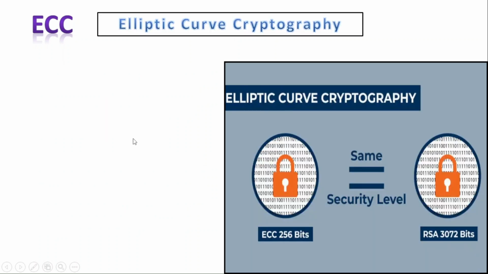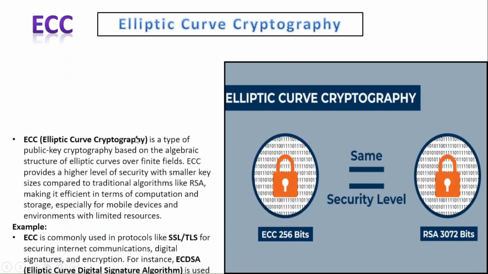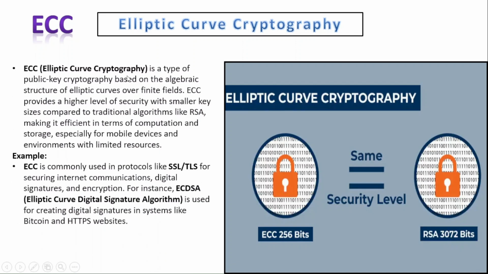ECC, that is elliptic curve cryptography. So ECC is a type of public key cryptography based on the algebraic structure of elliptic curves over finite fields. ECC provides a higher level of security with smaller key sizes compared to traditional algorithms like RSA, making it efficient in terms of computation and storage, especially for mobile devices and environments with limited resources.